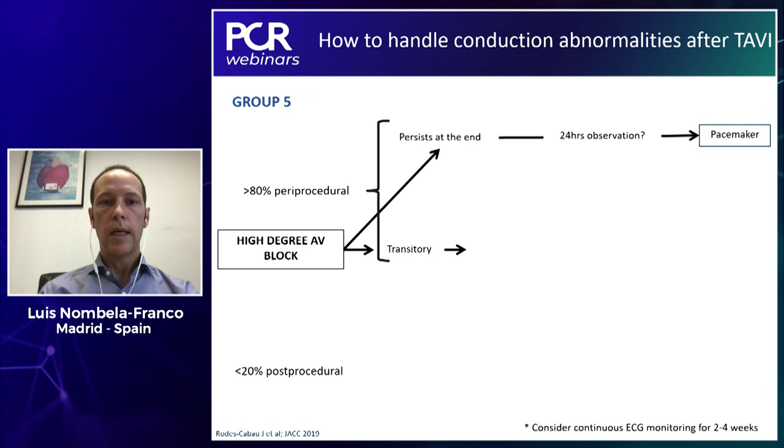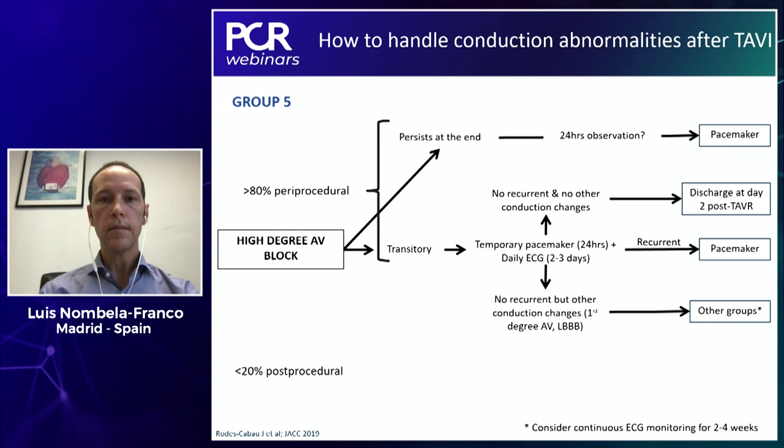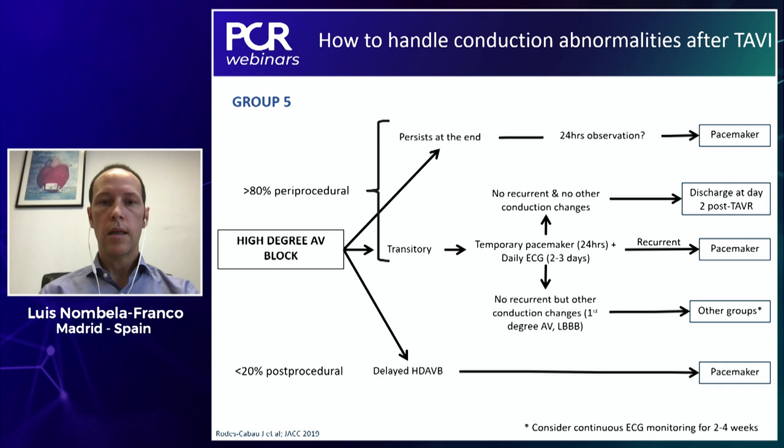If the AV block is transitory, we can keep the temporary pacemaker for one more day and see what happens. If there is no recurrence, you can discharge the patient at 2 days post TAVR. And of course, if it occurs again, you will go to a pacemaker implantation. If there is no recurrence but other changes, you will have to move to group number three. And if there is a delayed high degree AV block, you will go to a pacemaker.